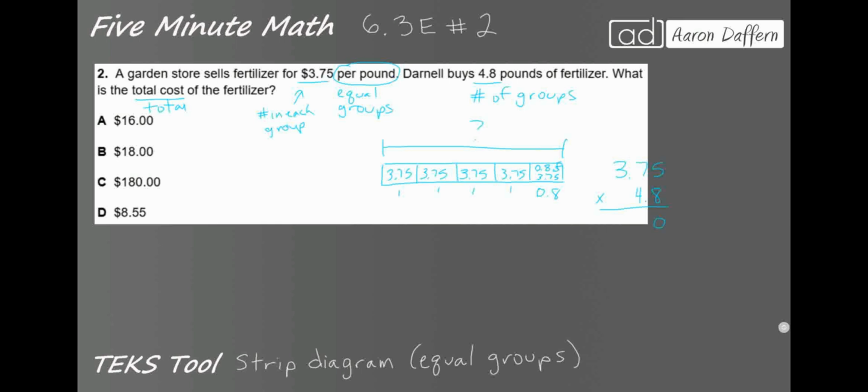5 times 8 makes 40. 8 times 7 makes 56. Add that 4, it's going to be 60. And then 8 times 3 is 24, and then plus 6 is 30. So a whole bunch of zeros. So 375 times 8 makes an even 3,000.